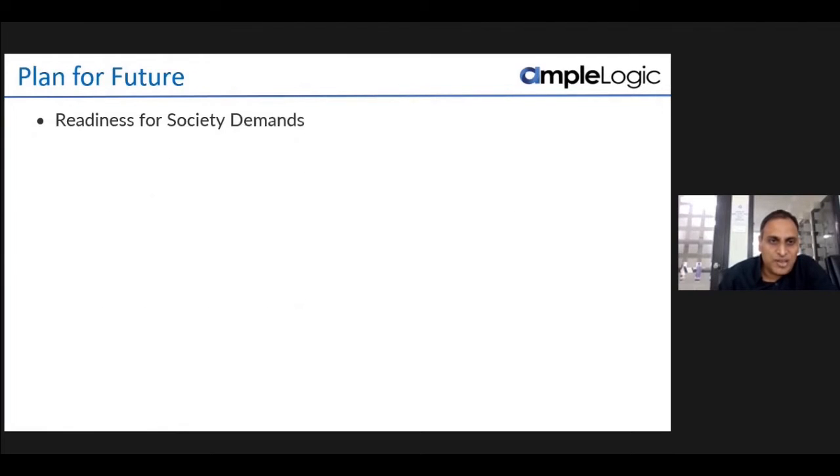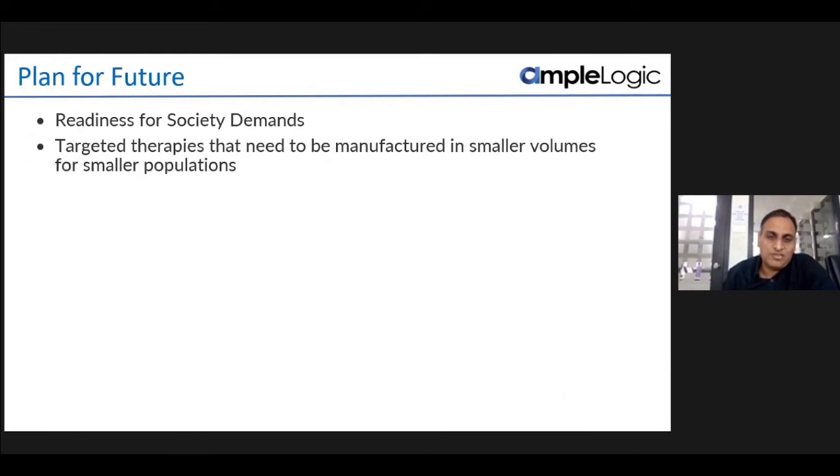So now, what should be the plan for the future? One thing, you already have manufacturing facilities that are going to address the demand. But at the same time, how is your readiness for the society's demands? The future was talked about even in the morning session when all the CEOs were talking. This is about the targeted therapies, right? And those need to be manufactured in smaller volumes and for a smaller population.